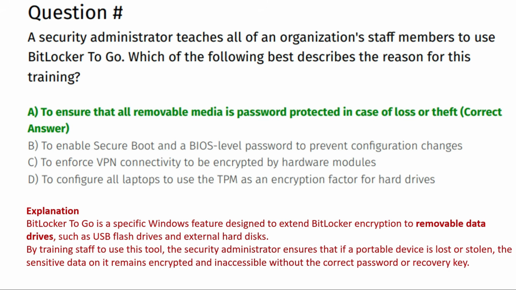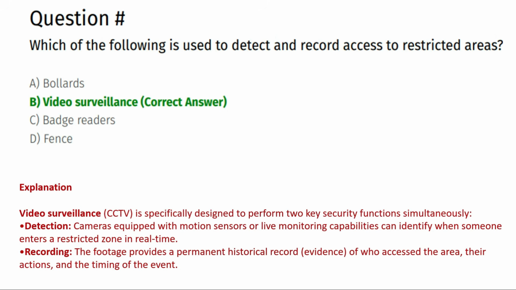So let's move to the next question. The next question is which of the following is used to detect and record access to restricted areas? Option A, bollards. Option B, video surveillance. Option C, badge readers. Option D, fences. And the correct answer for this question is option B, video surveillance.